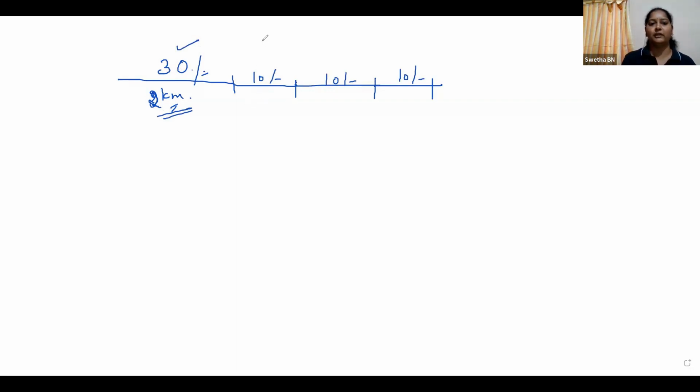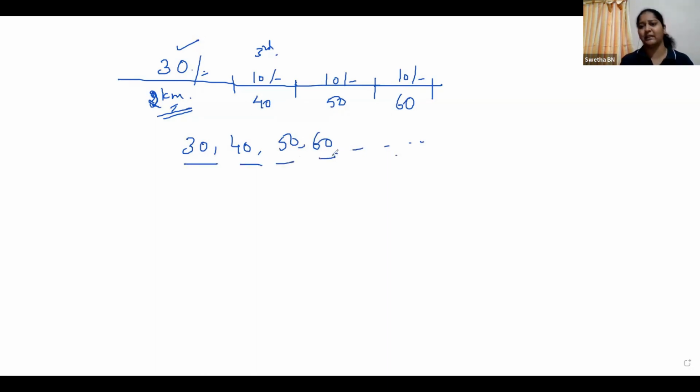For the third kilometer, it is 40. Next, for the fourth kilometer, 40 plus 10, it is 50. Next, 50 plus 10, it is 60. So if you write the numbers here, say 30, 40, 50, 60, 70, and so on. What is the common difference between the numbers? It is the same, that is 10. So we can say they are in arithmetic progression. First term is 30 here and the D is 10.